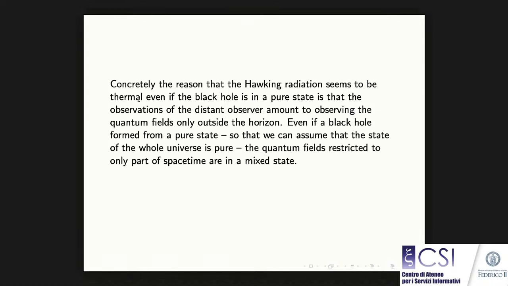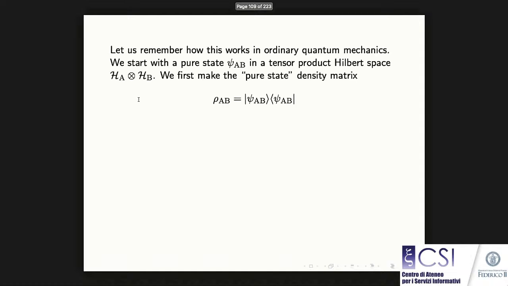Even if a black hole formed from a pure state, so that we can assume that the state of the whole universe is pure, the quantum fields are restricted to only a portion of spacetime and are in a mixed state. So in the Hawking process, we're observing a signal that comes from a mixed state, so naturally it doesn't look like we're seeing emission from a pure state.